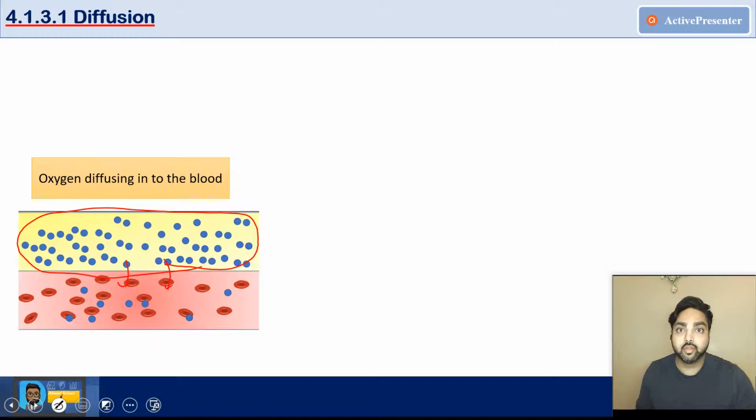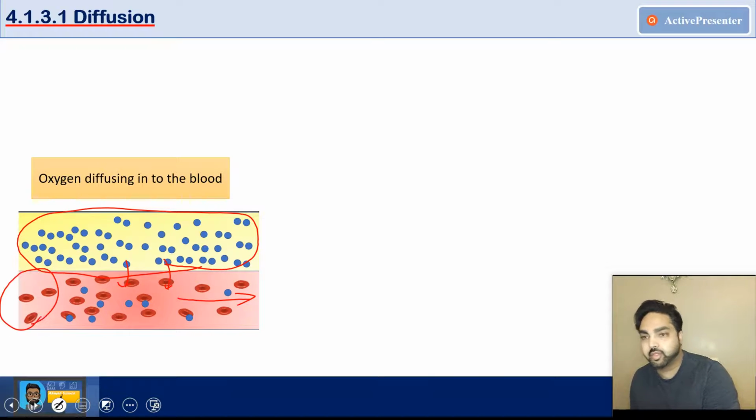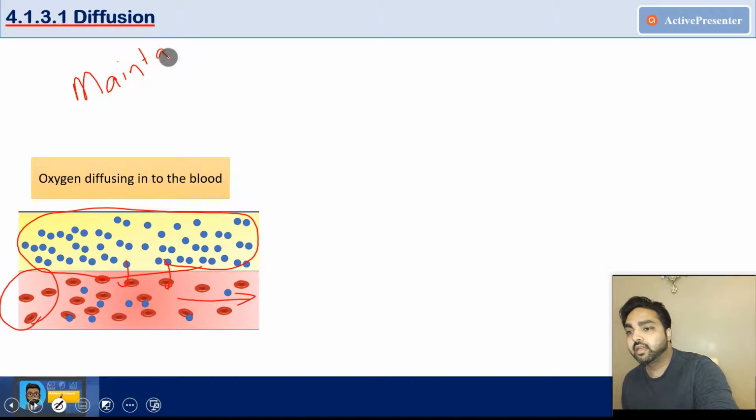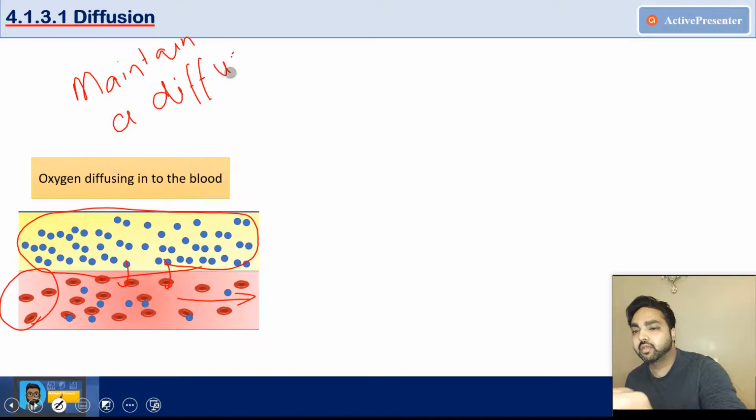So how does the human body deal with that? It's very clever. The human body deals with that because the blood is constantly moving around your body. So these hemoglobin molecules, these red blood cells, will eventually move on, and you will end up with a fresh supply of red blood cells which do not have oxygen, and then you maintain, and this is an important bit, a diffusion gradient.